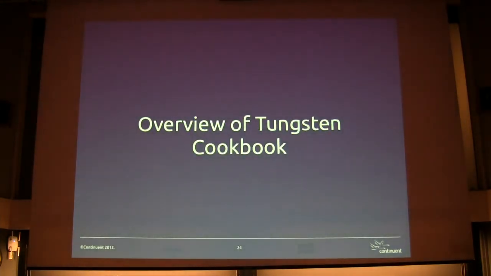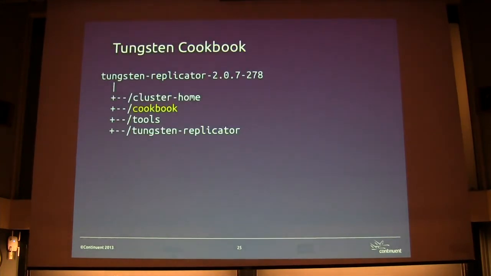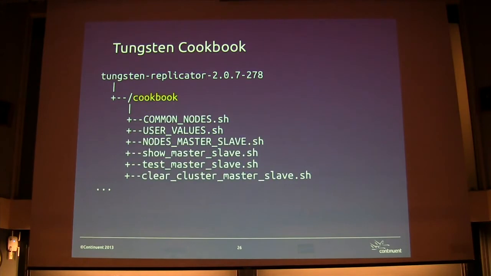Now, let's see how we convert from these diagrams to something that works in practice. We have a thing that is called the Tungsten Cookbook. So whenever you open Tungsten Replicator, the GA version is 2.0.7, or the nightly builds that are 2.0.8, you will find one directory called Cookbook inside the tarball. And inside the Cookbook there are a few dozen files that allow you to create a cluster very fast. Now the things that you should care about are two files, common nodes and user values.